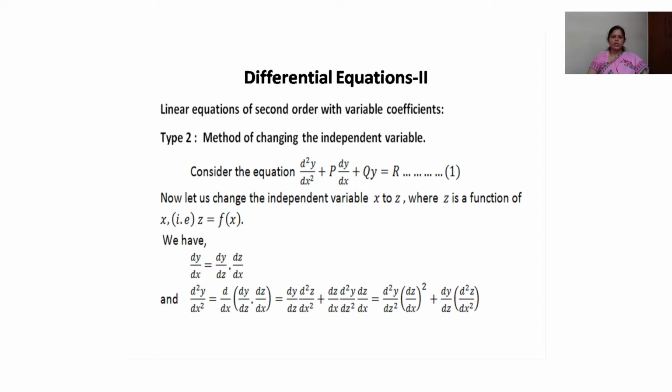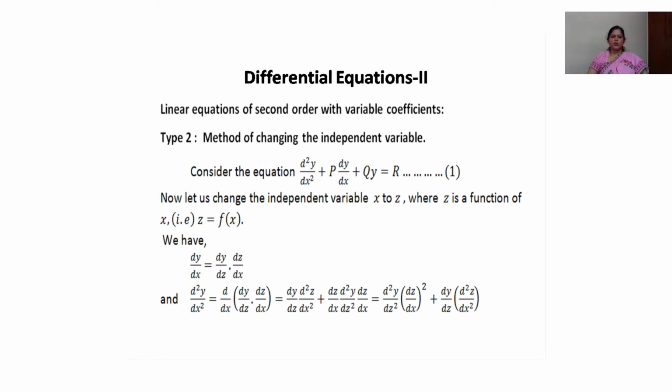Consider the equation d square y by dx square plus p into dy by dx plus qy is equal to r. In this, y is a dependent variable, x is an independent variable. Let us change the independent variable x to z, where z is a function of x, that is z is equal to f of x. We have dy by dx is equal to dy by dz into dz by dx. Multiply and divide by dz, and d square y by dx square is equal to d by dx of dy by dx.